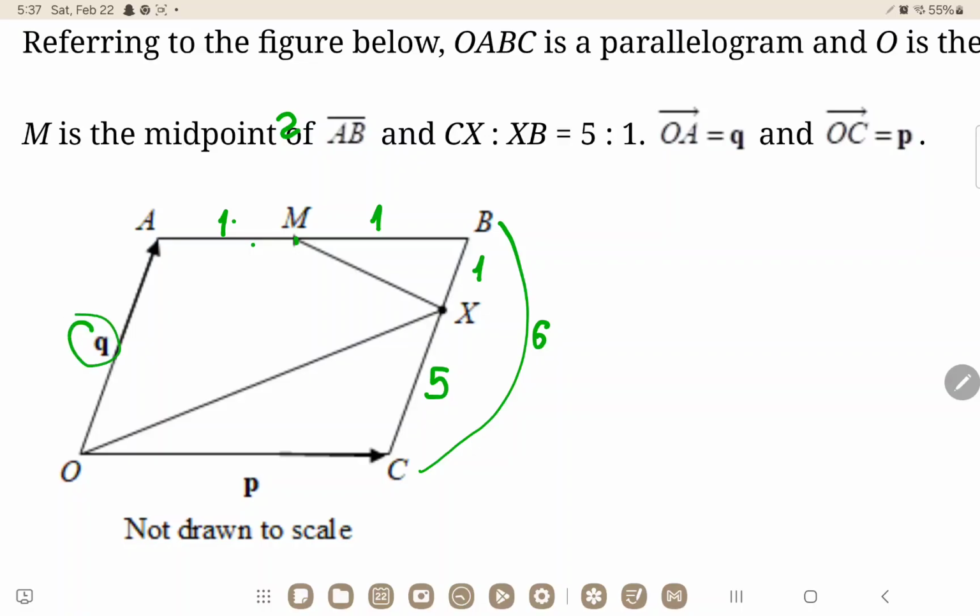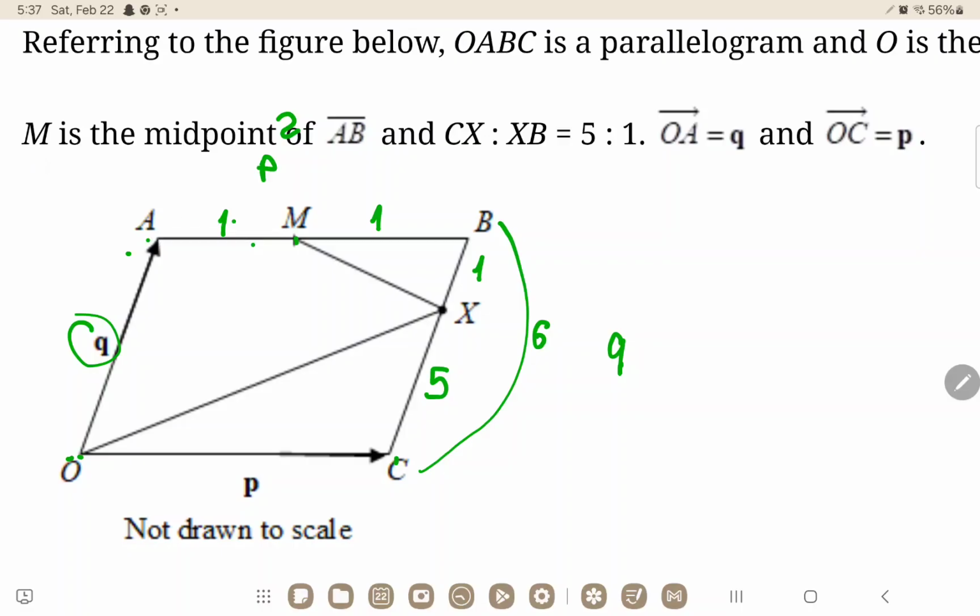So this one is a vector Q, so this one has to be a vector Q, side BC. And if side OC is a vector P, then side AB has to be a vector P. Because what are vectors? Vectors are two lines that are similar in quantity and direction. So if OA is Q, CB is Q. And if OC is P, AB is also P. So that's what we recognize in the diagram.